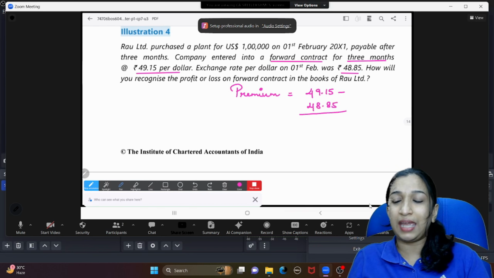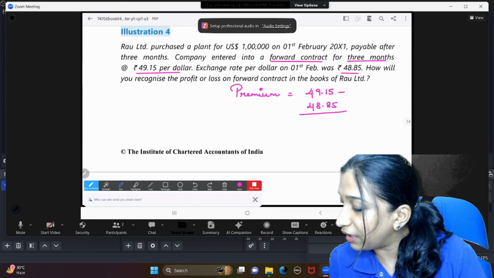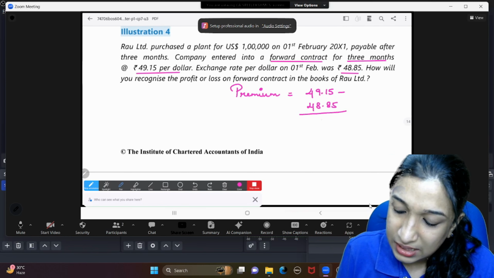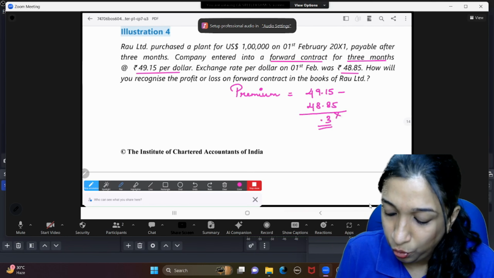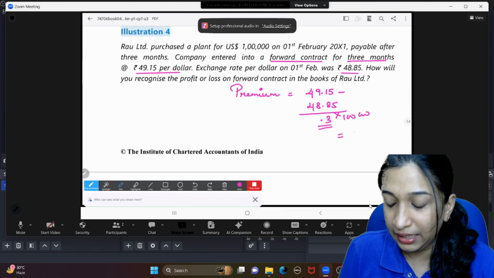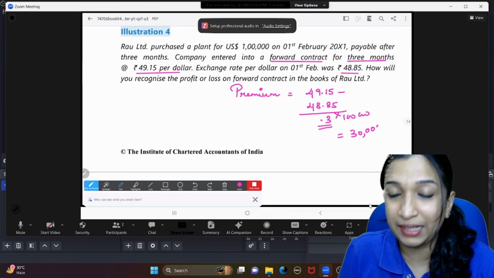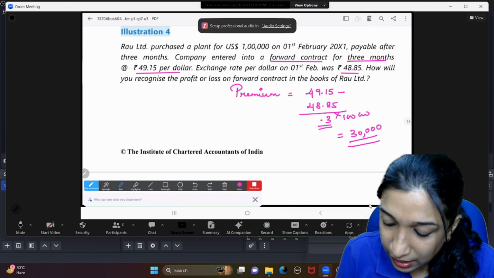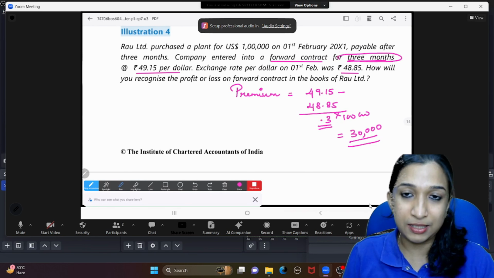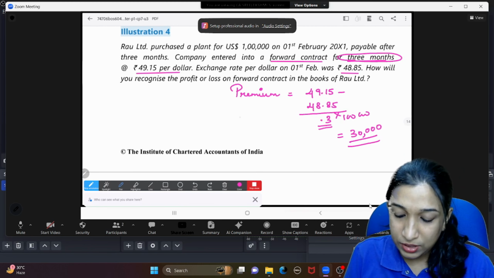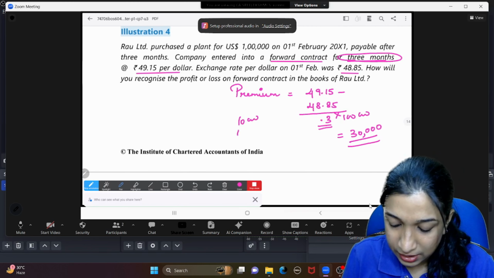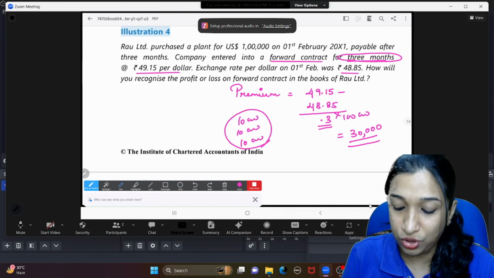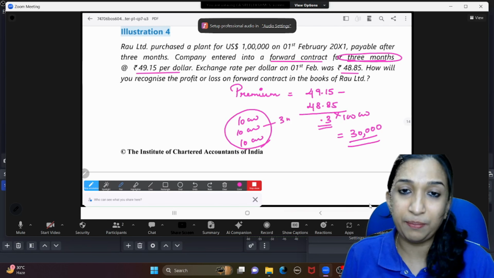So how much is the gain or loss? 49.15 minus 48.85, 0.3 into 1 lakh. 30,000 is the expected loss, which you spread over 3 months: 10,000, 10,000, 10,000. You write it off as loss over a period of 3 months.